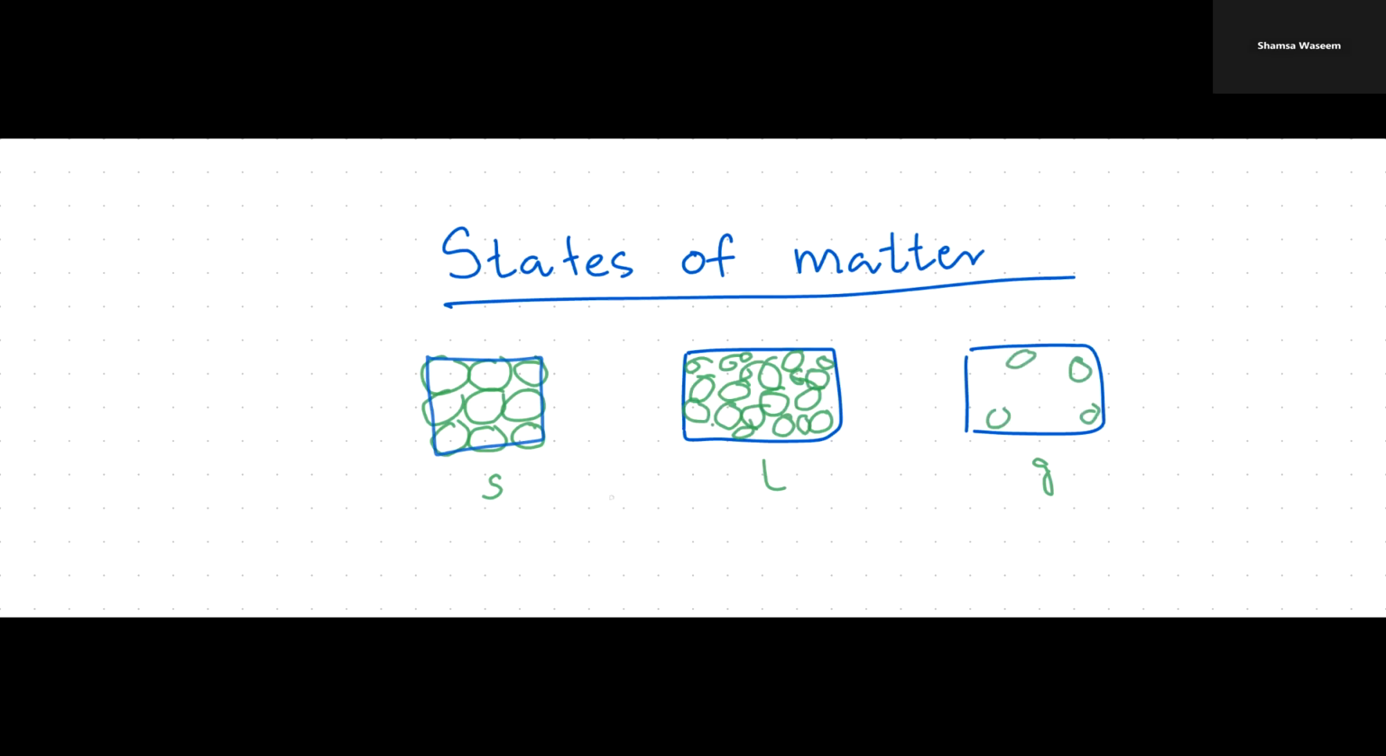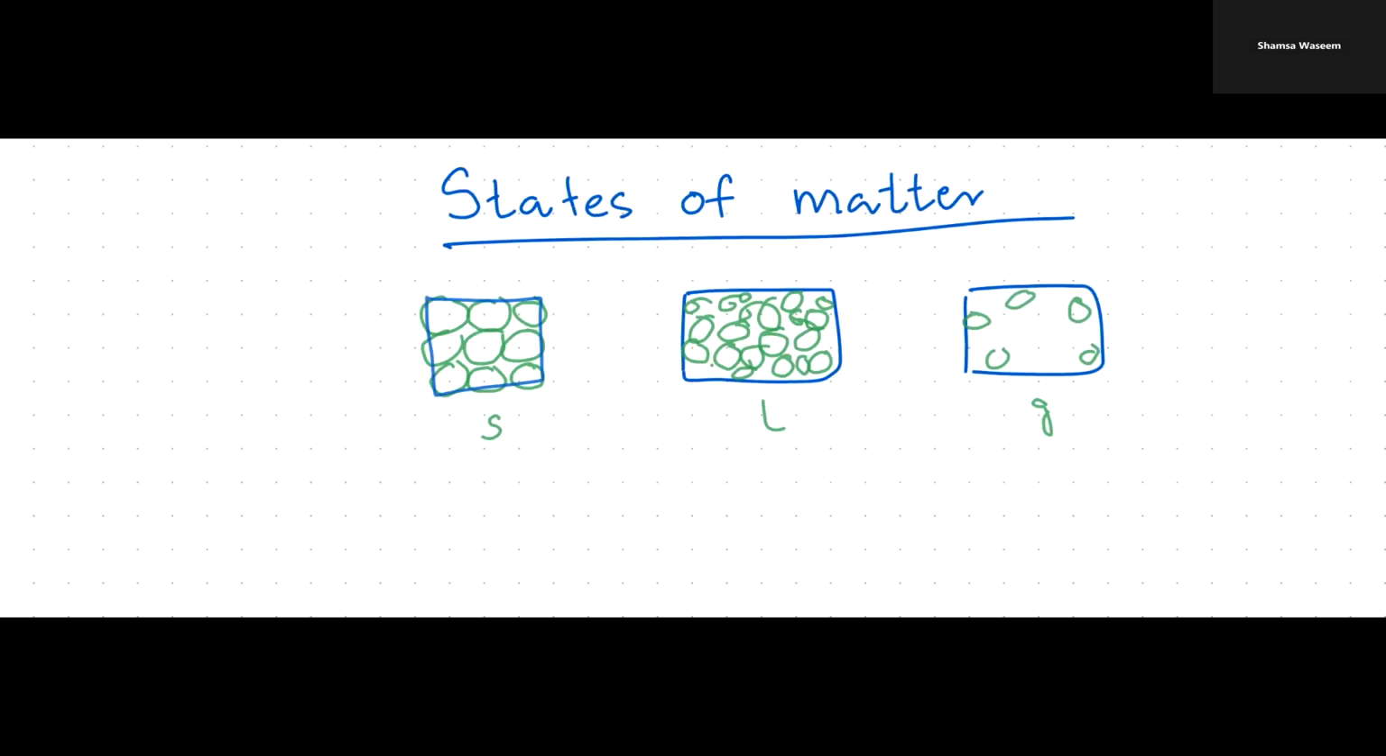But if the question asks about arrangement, motion, and separation, there we are going to discuss three things: arrangement, separation, and motion. Whenever the examiner asks, during the change of state, to describe these three things, students just describe the arrangement and do not describe the separation.